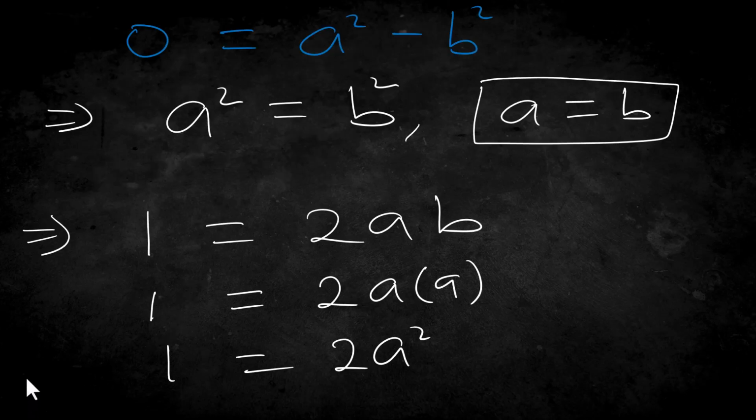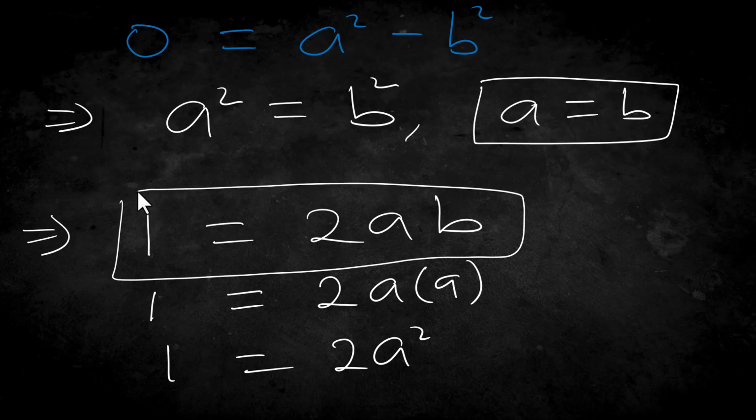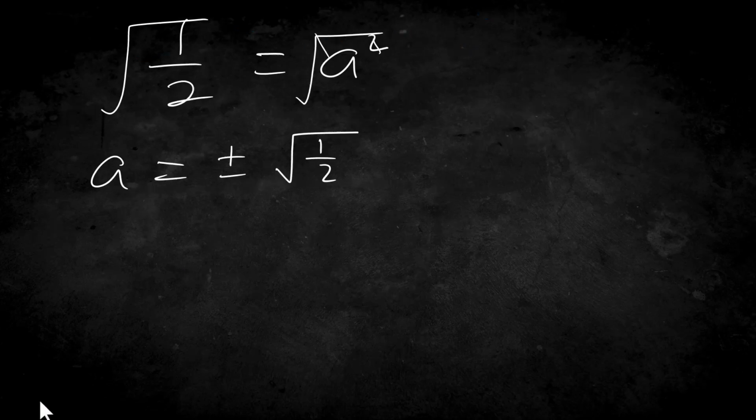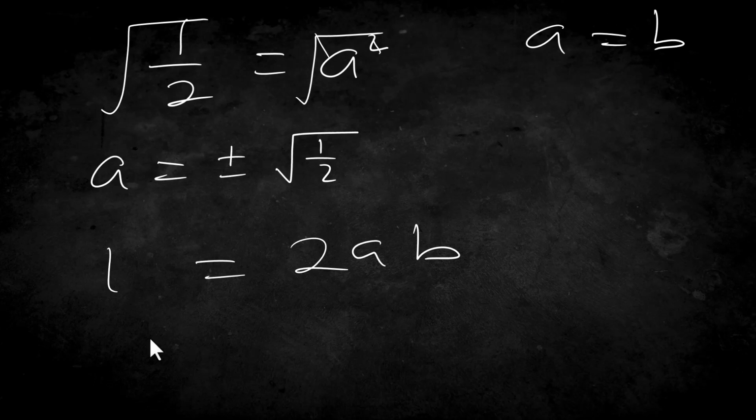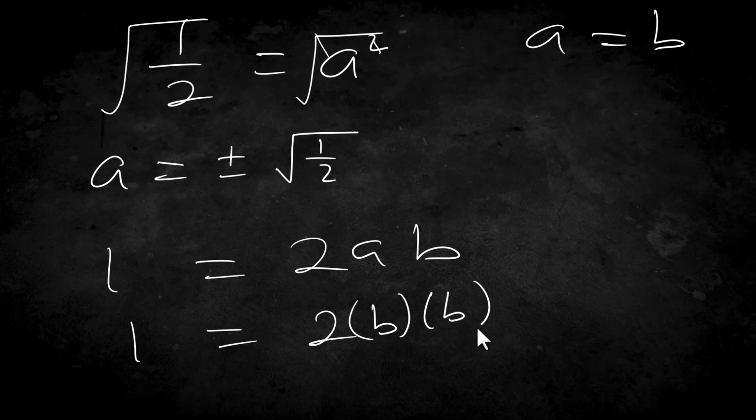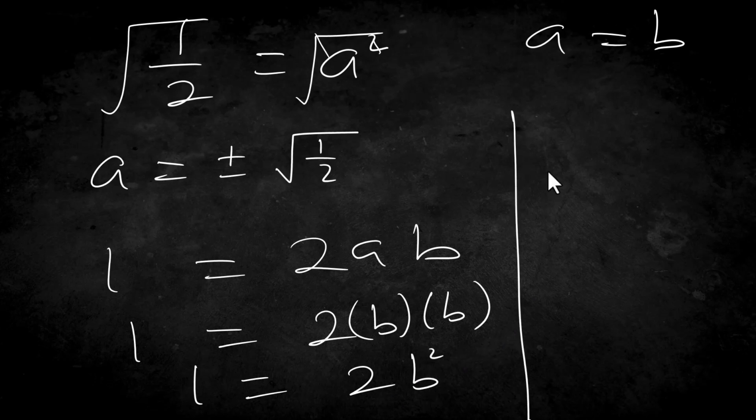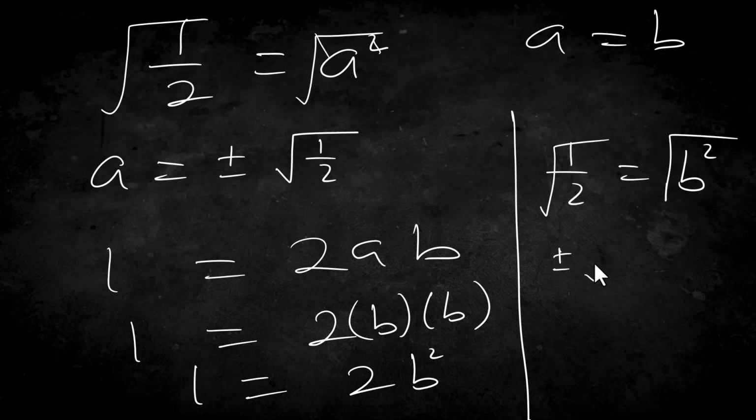All right. Now let's use the same expression to find b. So using the same thing, 1 equals 2ab, but a equals b. It means b is a, so that would be 1 equals 2b times b. 1 equals 2b squared. That would be half equals b squared. So when we take square root on both sides, we get plus or minus the square root of half for b.